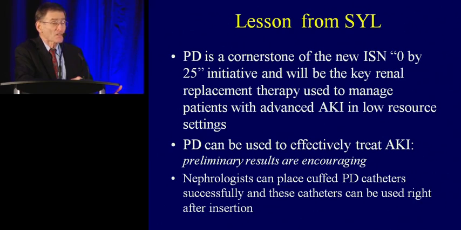So what are the lessons that I think we can take from the Saving Young Lives project? First, PD is the cornerstone of the new ISN 0 by 25 initiative and will be the key renal replacement therapy used to manage patients. But PD can be used effectively to treat AKI. These preliminary results I've shown you are really very encouraging. Nephrologists can place PD catheters successfully, and these catheters can be used right after insertion. The same things we learned from the Urgent Start PD programs for patients who show up in the ED uremic.